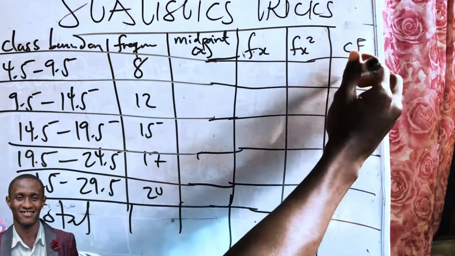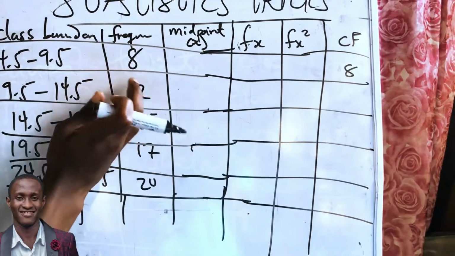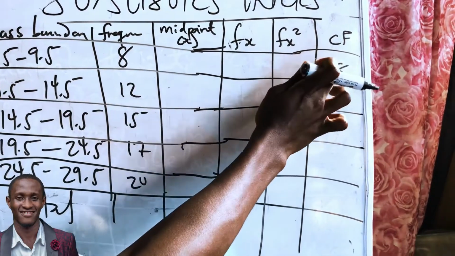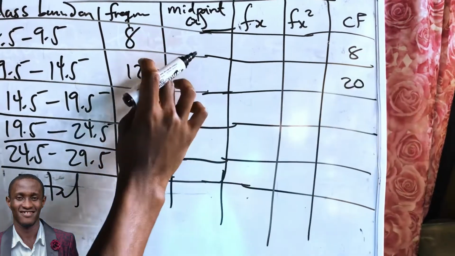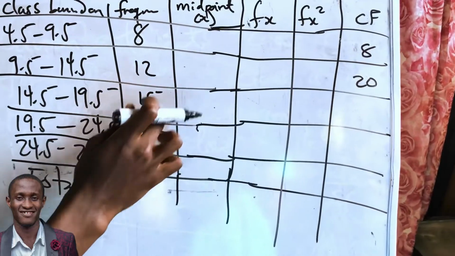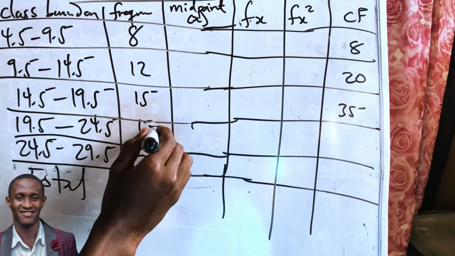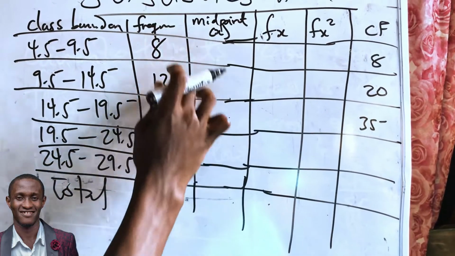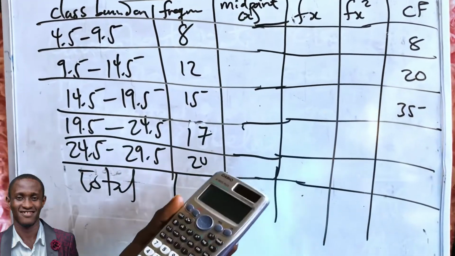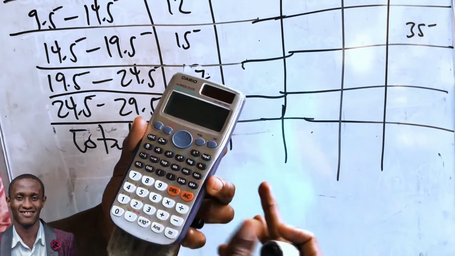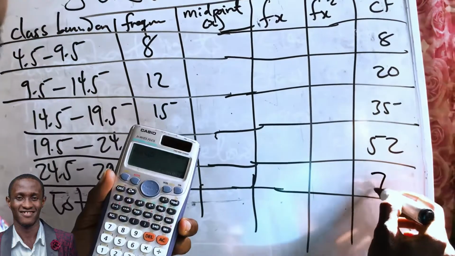So now here will become 8. Cumulative frequency means that as you are moving to the next one, this one adds to this. So this is 8, it remains. But when we come here, it becomes 8 plus 12, then we get 20. When we come here, it becomes 20 plus 15, so I'll get 35. Then this is 17. So 8 plus 12 plus 15 plus 17, what will it give me? The calculator is there to help me. So 35 plus 17, I get 52. Then plus 20, I get 72. Okay.